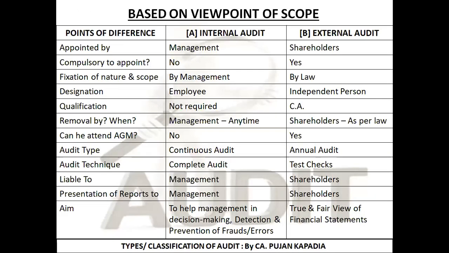The last topic of the last lecture was classification on the basis of scope, under which there are three things, but we had covered two: internal audit and external audit. What was internal audit? When management wants to get the books of account audited, their main objective is either to help them in decision making or to detect and prevent any kind of frauds and errors. Management appoints the internal auditor.